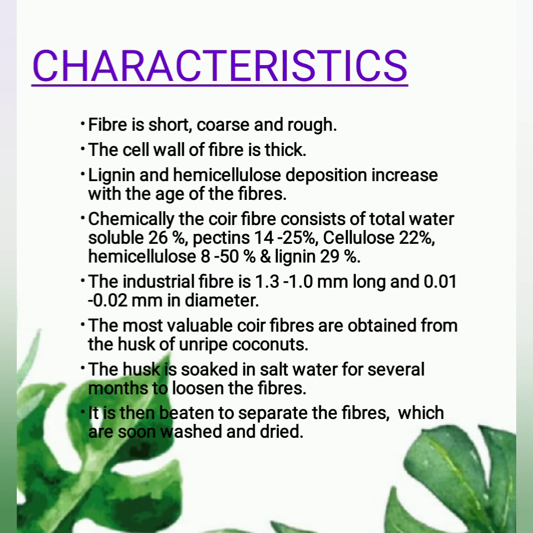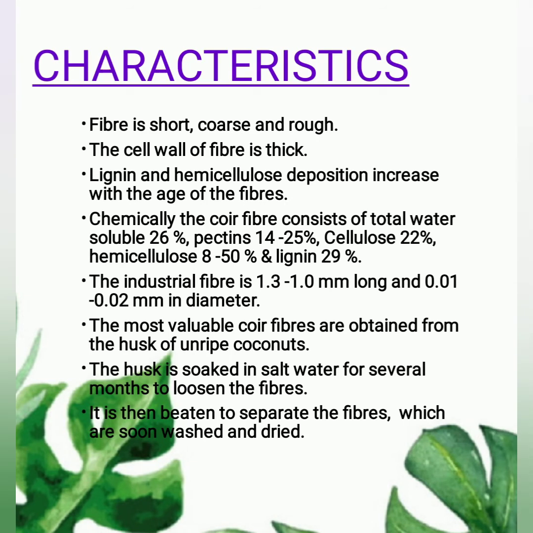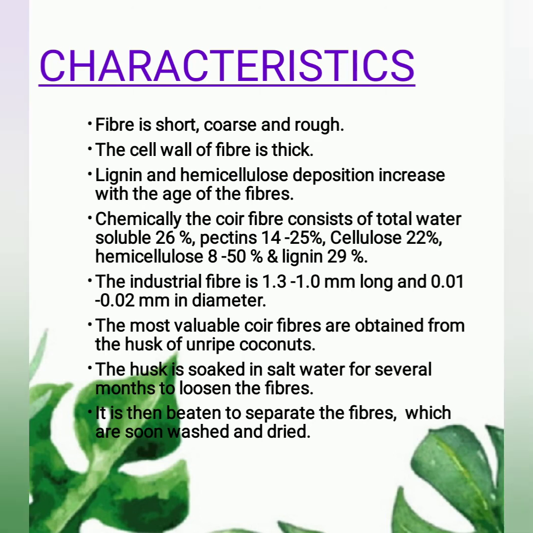Next, we have the characteristics of coir. Fiber is short, coarse, and rough. The cell wall of fiber is thick. Lignin and hemicellulose deposition increase with the age of the fibers. Chemically, the coir fiber consists of total water 26%, pectin 14 to 25%, cellulose 22%, hemicellulose 8 to 50%, and lignin 29%. The industrial fiber is 1.3 to 1.0 mm long and 0.01 to 0.02 mm in diameter.